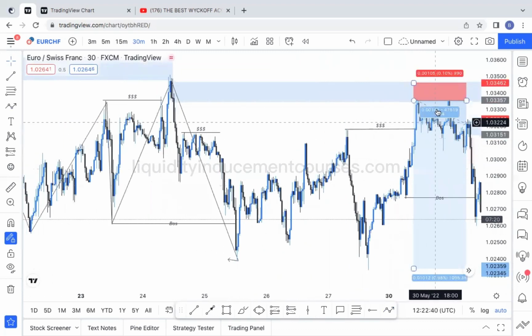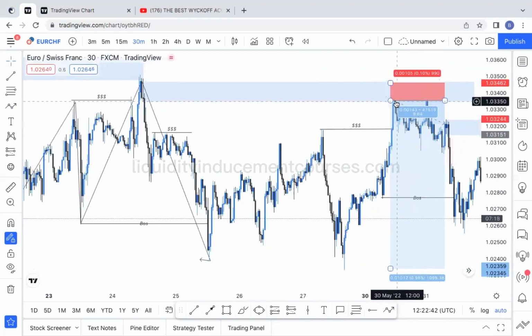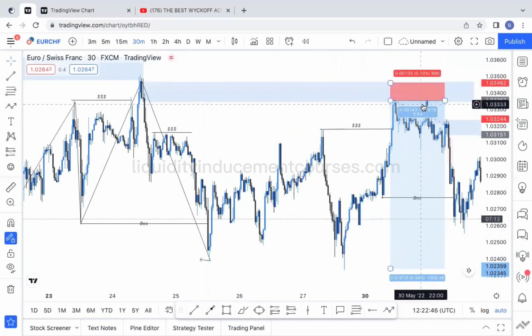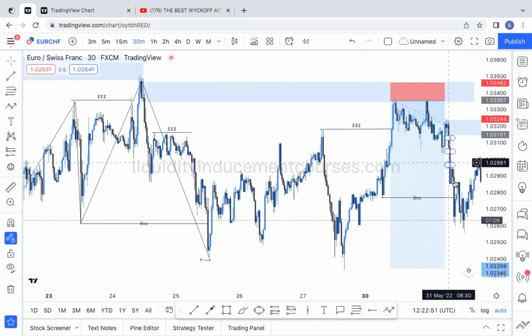Let me see if I can shrink this a bit. So this was actually the first entry of this area, right? And then price sold beautifully well to the downside. This trade was a 1 to 9.